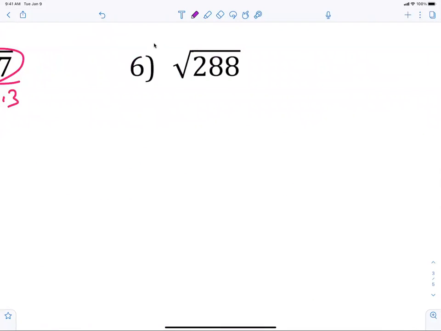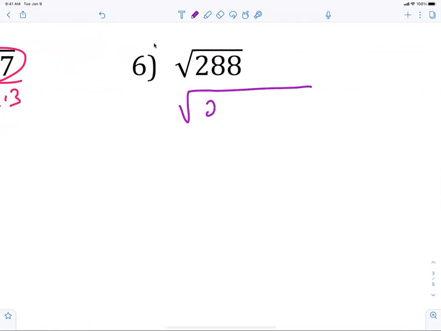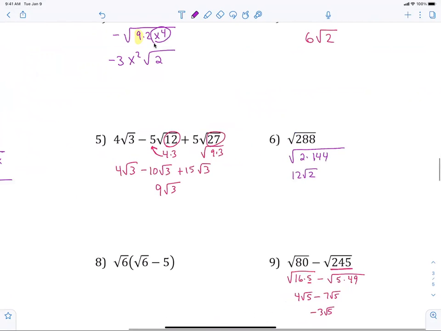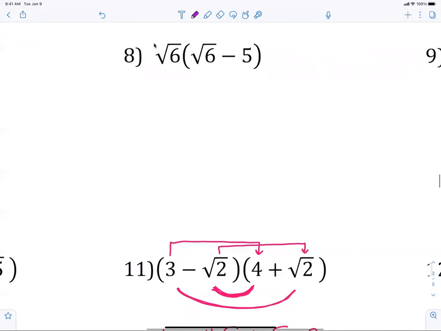Square root of 288. That's a good question. 2 times 144, that makes sense. 12, 12 in the second. 12 radical 2. Everybody good with that? All right, here we go. What is the square root of 6 times the square root of 6? 6. And then square root of 6 times -5 is -5 radical 6.